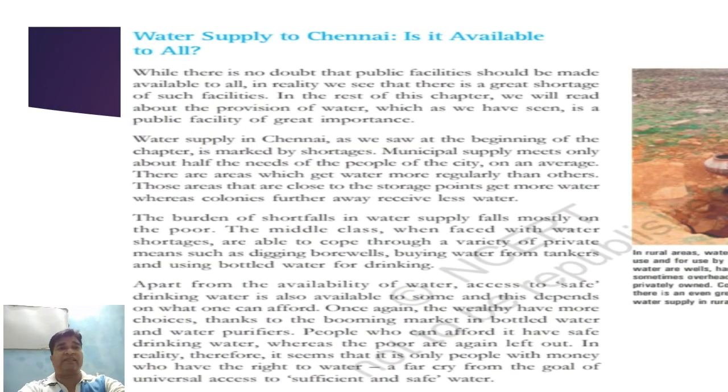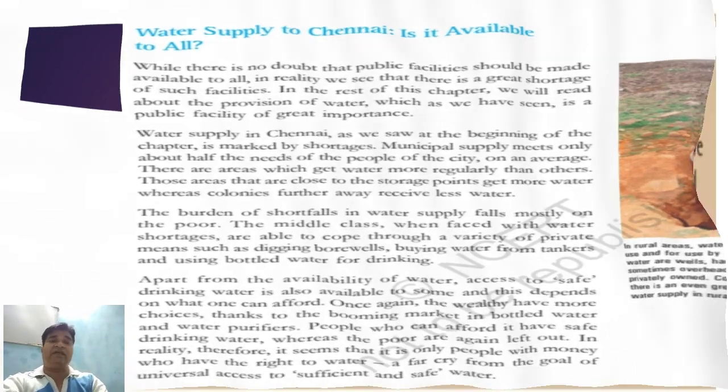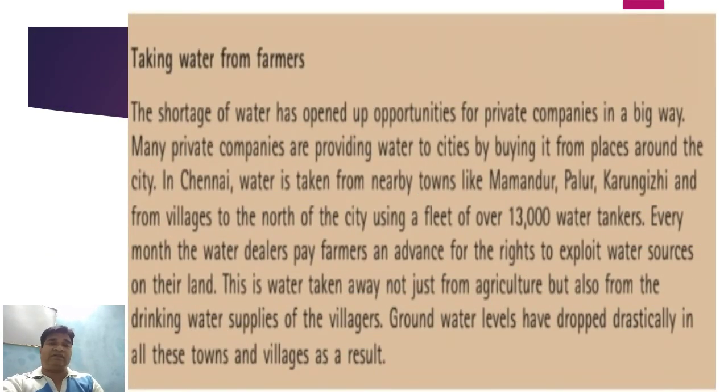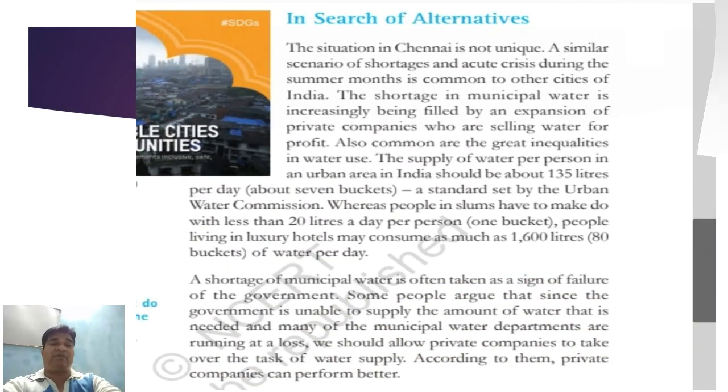Is water available in Chennai for all or not? That is the next topic. We have already seen in the beginning, when the two students were traveling in the bus in different areas of Chennai, that in some places water is available while in other places it is not. So it is not the same everywhere. Next is taking water from farmers. This is one example of a place in Chennai where the water dealers buy water from the farmers. That is one example of how people cheat the farmers.